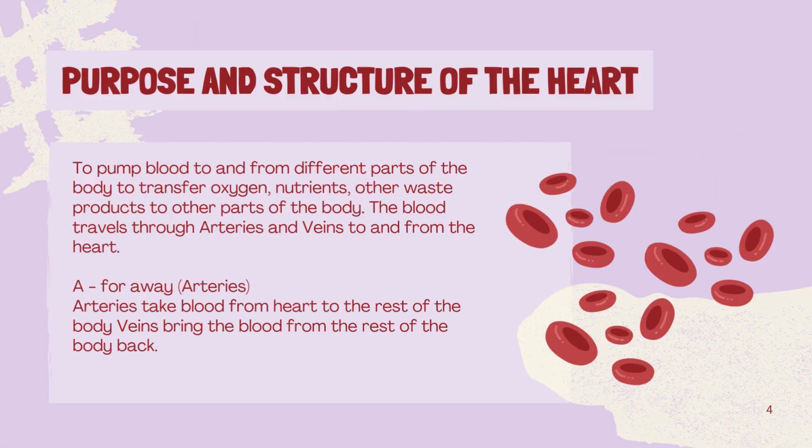Now, the main purpose of the heart is to pump blood to and from different parts of the body to transfer oxygen, nutrients, and other waste products to other parts of the body. The blood travels through arteries and veins to and from the heart. The blood is carried away from the heart using arteries, and blood is taken back to the heart using veins. Think of A for away with arteries, because arteries starts with the A, so A for away.